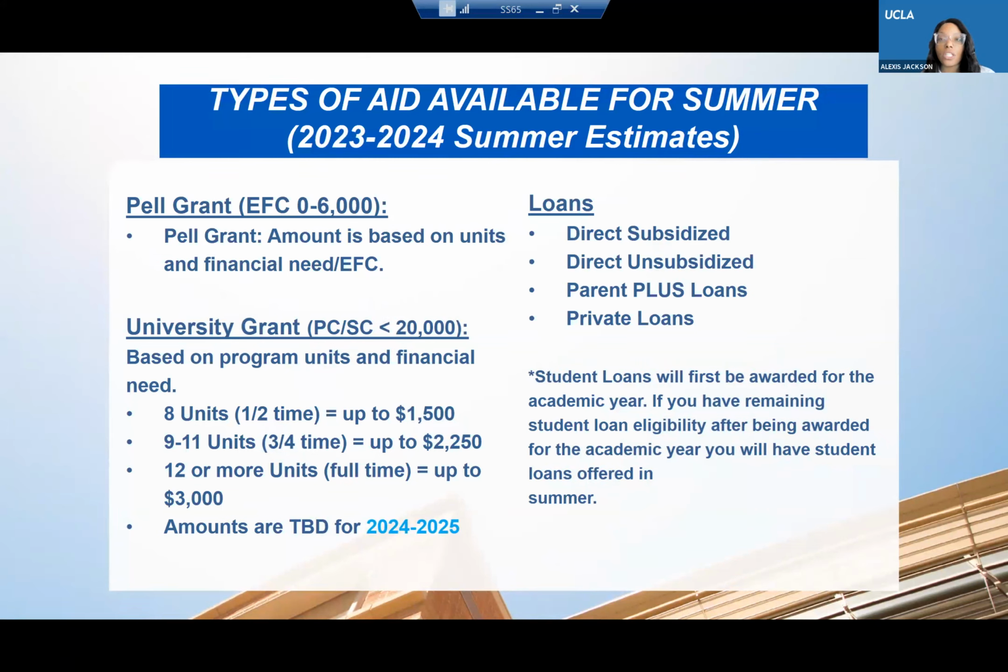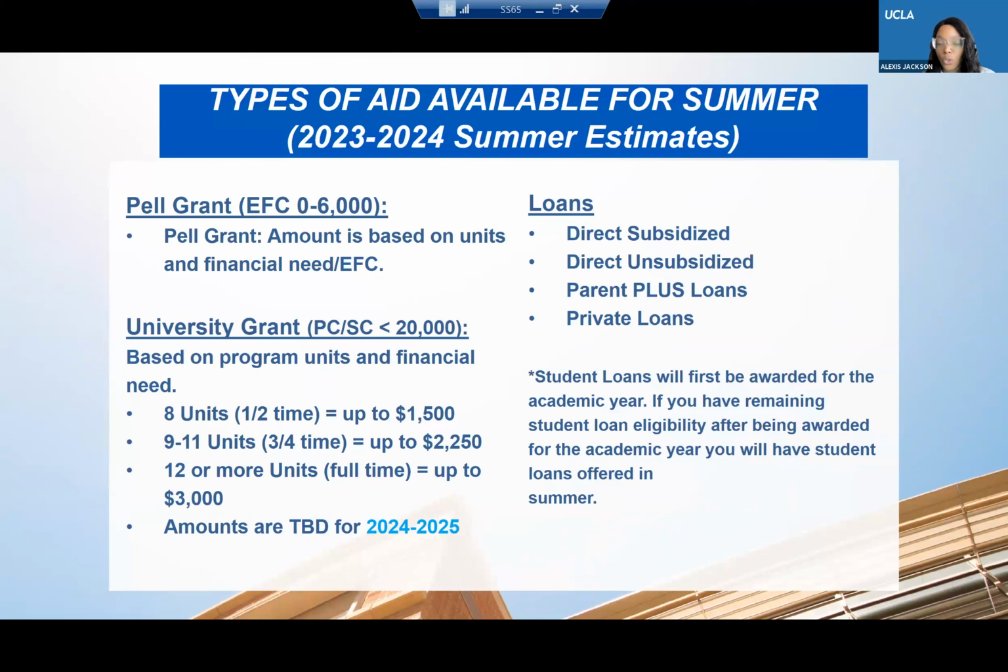So this is just a breakdown of the types of aid available for summer, and this is based on the 2023-2024 summer estimates, as the 2024-2025 award estimates are not available yet. The types of aid available include the Pell Grant, University Grant, and loans. For the Pell Grant, since the FAFSA process is changing, we will be able to provide additional information regarding eligibility as soon as we receive it. So continue to monitor our website for additional information related to the Pell Grant.